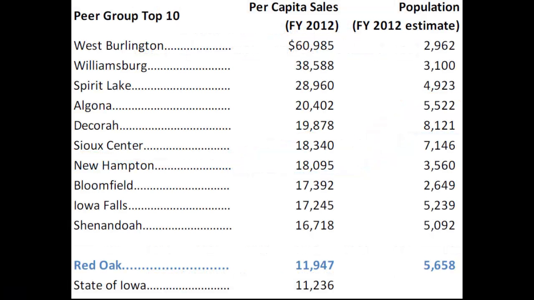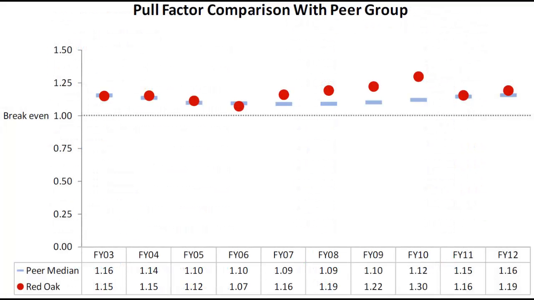This table is showing the per capita sales and population, and actually this is the peer group, so we're back to peer group number 3, and this is the top 10 for per capita sales. So you see West Burlington up at 60,000 per capita sales, and I understand that a number of these have shopping malls and tourist areas. Red Oak comes in at 11,947, which is higher than the state of Iowa, but it's not enough to capture that number 10 spot, Shenandoah at 16,708.